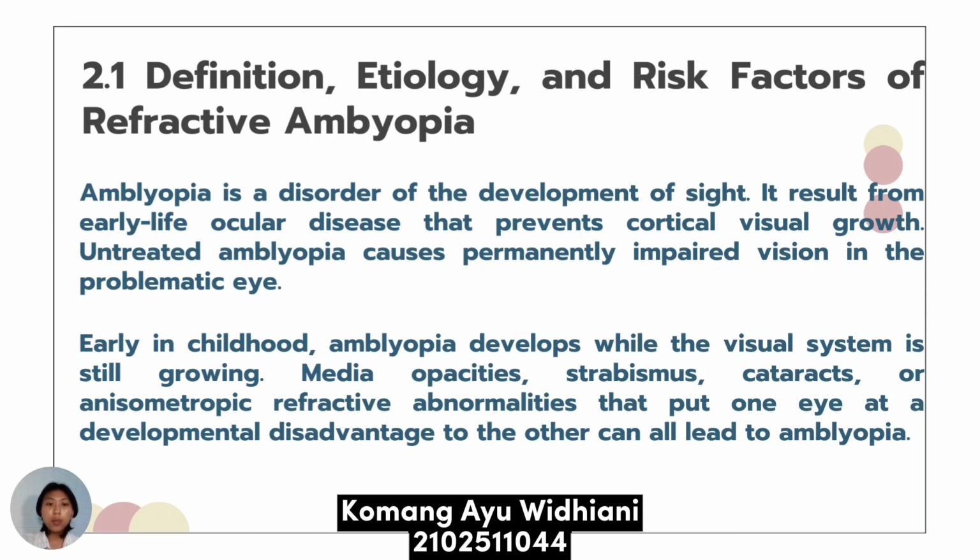Early in childhood, amblyopia develops while the visual system is still growing and is unable to send a clear image to the visual brain. Media opacities, strabismus, cataracts, or anisometropic refractive abnormalities that put one eye at a developmental disadvantage to the other can all lead to amblyopia. A severe refractive error or bilateral cataracts can cause amblyopia, which often develops unilaterally. How we see as adults is influenced by how we perceive as infants and youngsters.